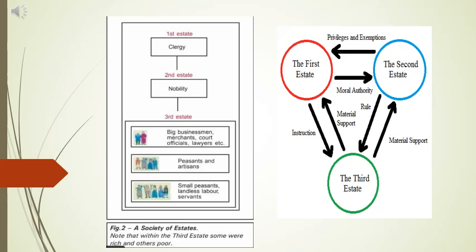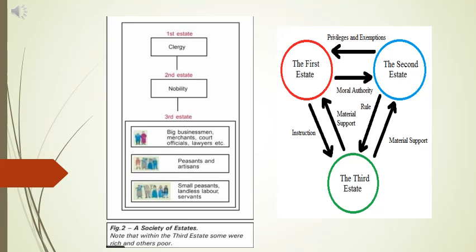Now what does the first state and the second state do here? Both of them are exempted from paying tax, and many privileges are given to them. The first state is bound by a moral authority to the second state, and the second state is providing lots of privilege and exemption to the first state. Okay, so I hope you have understood the slide and the diagram.